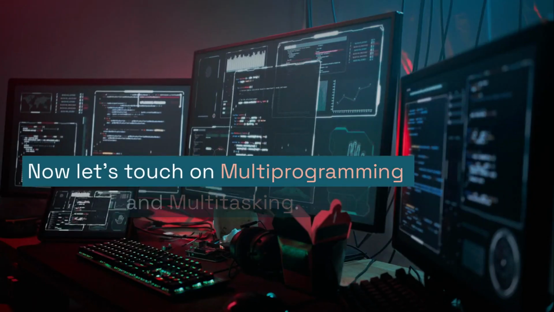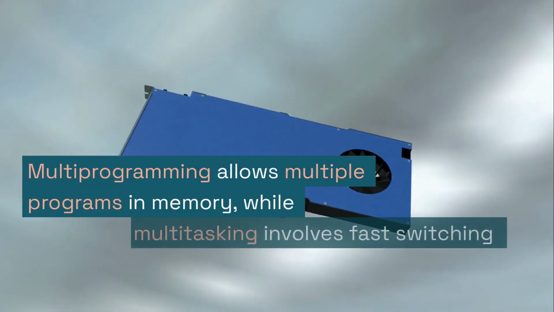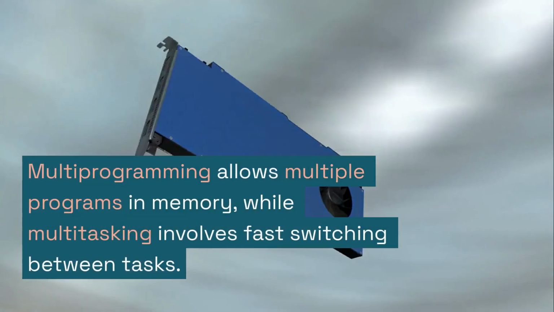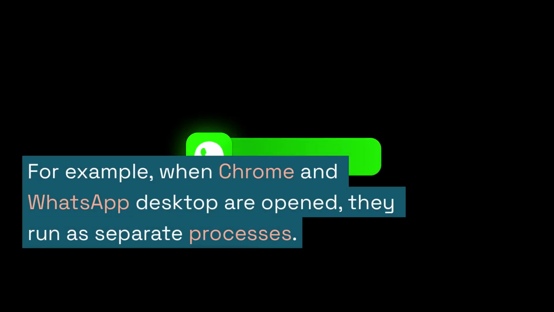Now let's touch on multiprogramming and multitasking. Multiprogramming allows multiple programs in memory, while multitasking involves fast switching between tasks. For example, when Chrome and WhatsApp desktop are opened, they run as separate processes.